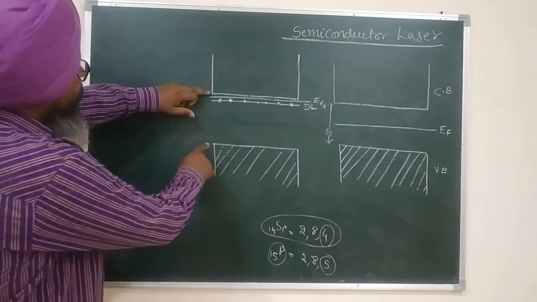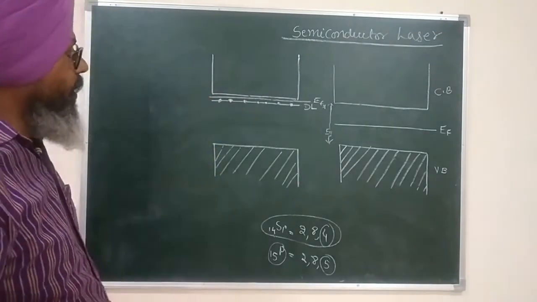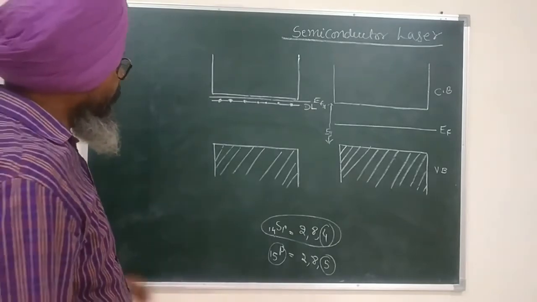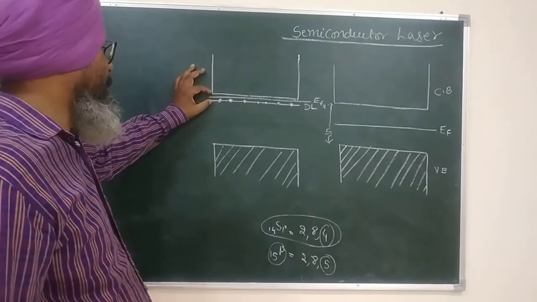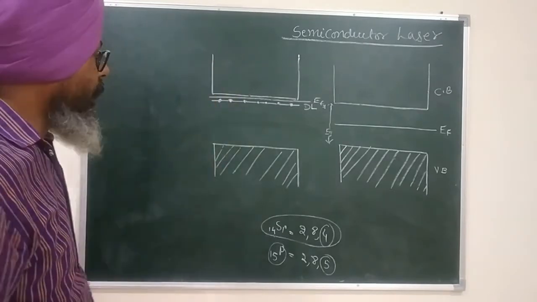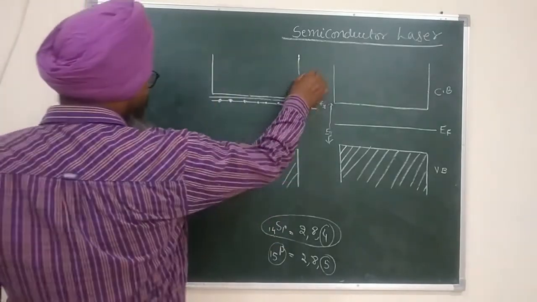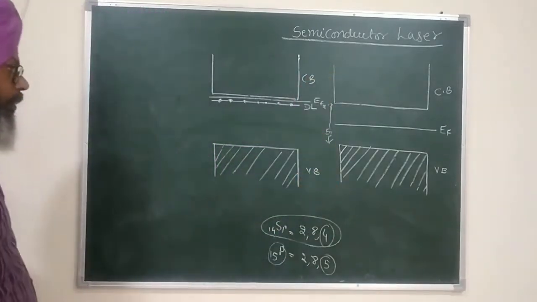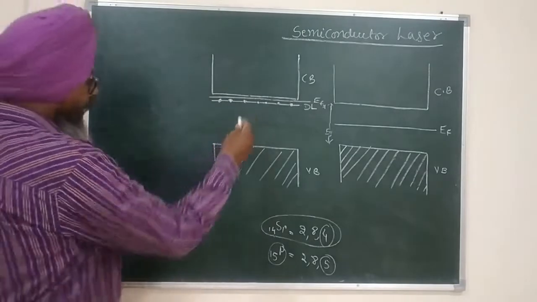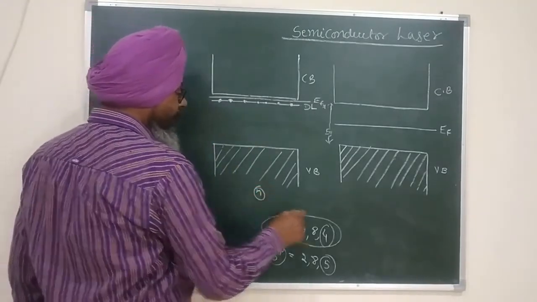So Fermi level is still in the energy gap. So kindly remember, this is the energy gap. Fermi level is still in the energy gap. However, it is not in the middle of the energy gap. It is in the middle of the gap between donor level and the bottom edge of the conduction band. This is conduction band and this is valence band. This is actually the band structure of n-type semiconductor.